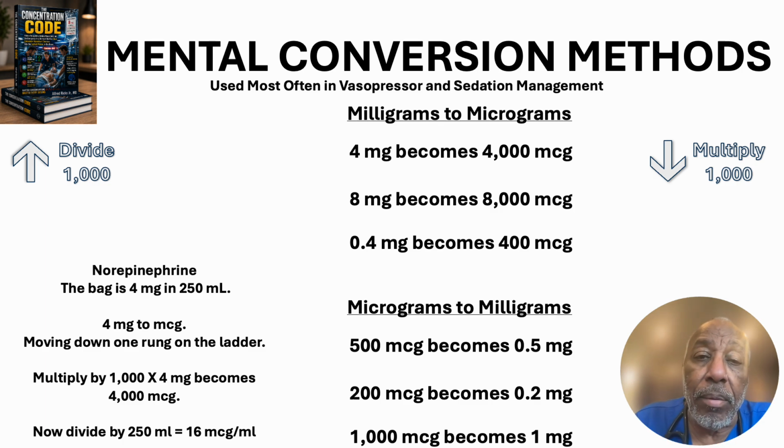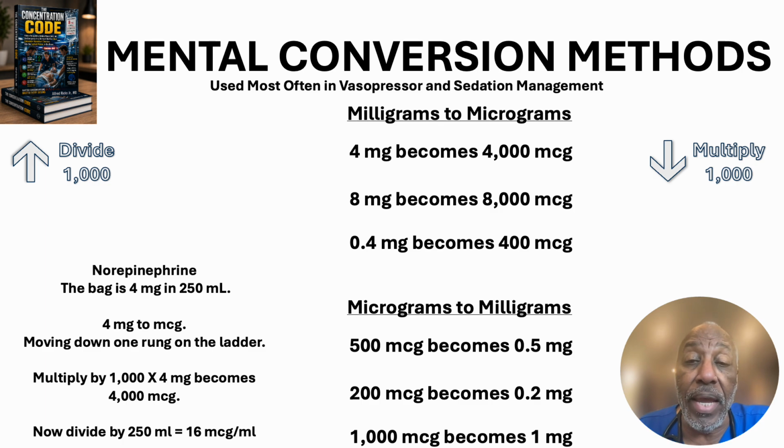Milligrams to micrograms is the conversion you'll use most often in vasopressor and sedation management. You're moving down one rung again. Multiply by 1,000. The mental shortcut is identical. Add 3 zeros or shift the decimal 3 places right. 4 milligrams become 4,000 micrograms. 8 milligrams become 8,000 micrograms. 0.4 milligrams become 400 micrograms.